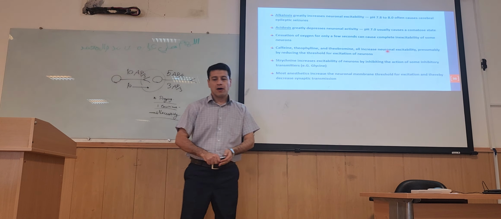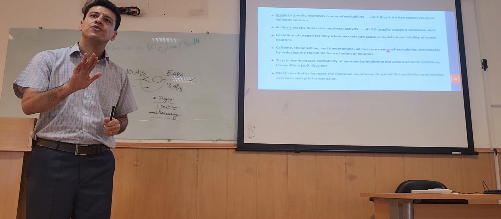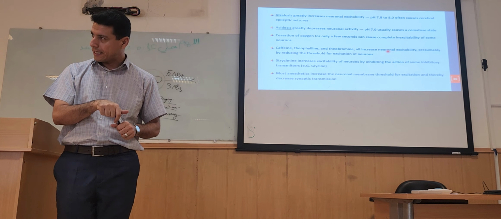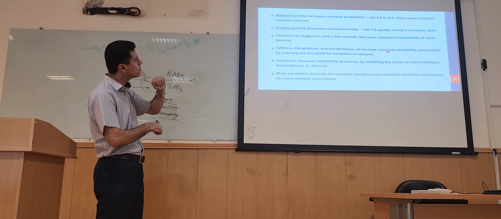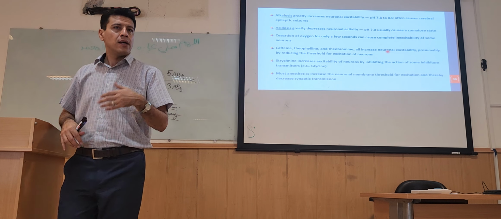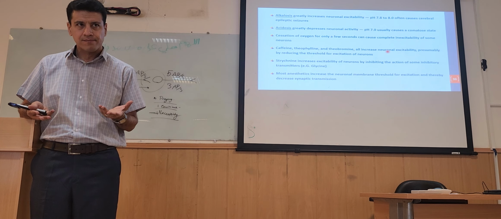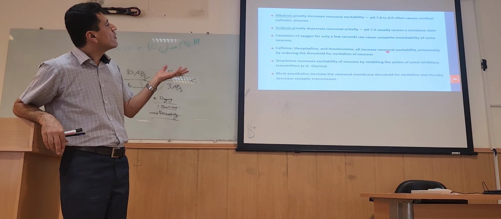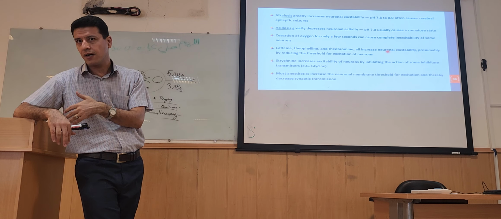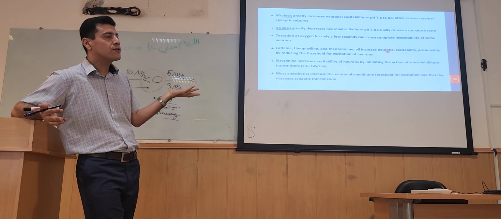Okay. There are some other conditions that may change the excitability of a neuron. I mean their response to the synaptic activity. Okay? For example, alkalosis increases excitability. The normal pH is 7.4. Okay? If there is an increase in the pH or a decrease in hydrogen ion, then neuronal excitability increases.